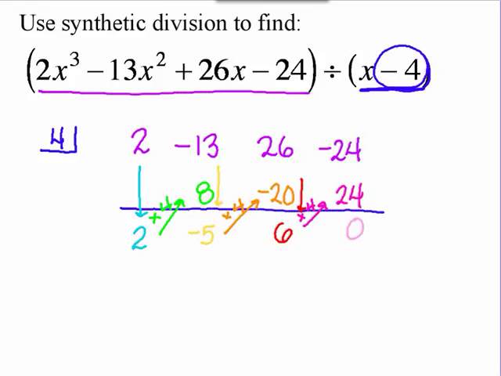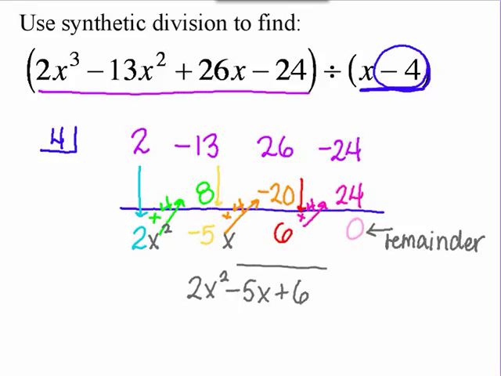0. So now the question is, well, what is your answer? This is where you start. My highest power is 3, right? So basically, this is going to be 1 less than that. So my answer will be 2x squared minus 5x plus 6. What do you think 0 is called? The remainder, right? So whatever this number here is, this is your remainder. And in this case, we have a remainder of 0. So that is going to be your final answer.